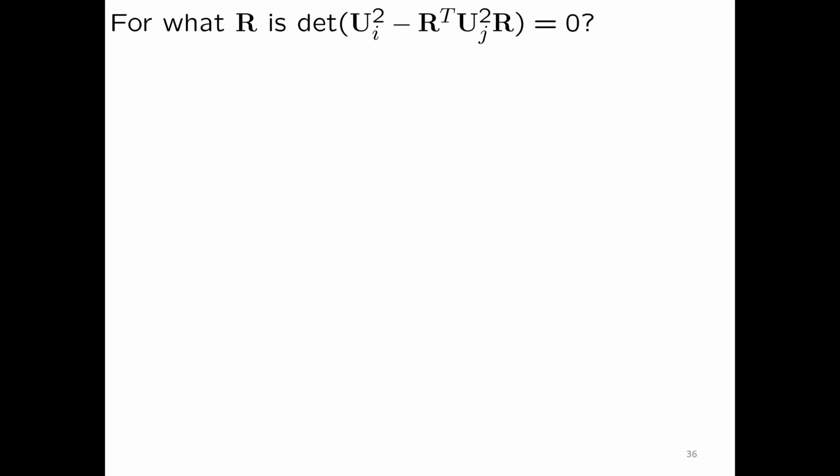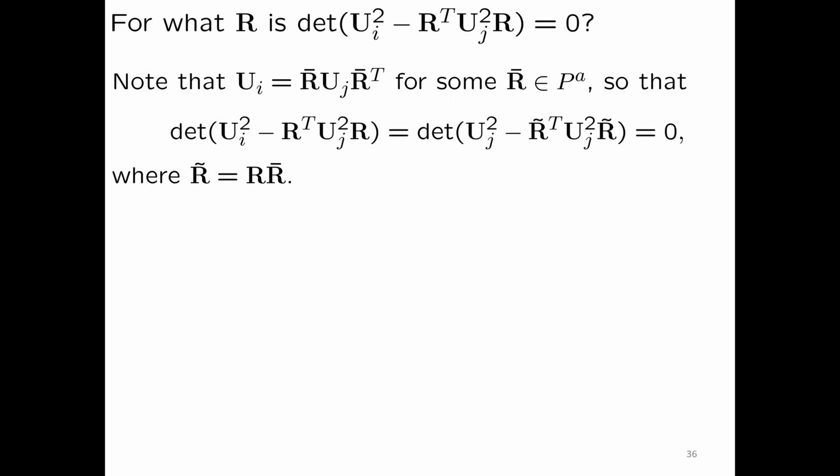So we're given what the UI and the UJ are. So for what R can this be 0? Well, you know that the UI is related to UJ, conjugate to UJ through some R bar, which is in the point group of the austenite. And so, in fact, this determinant, you can replace UI by this, and then you see that it's the determinant of UJ squared minus R tilde transpose UJ squared times R tilde, where R tilde is R bar.